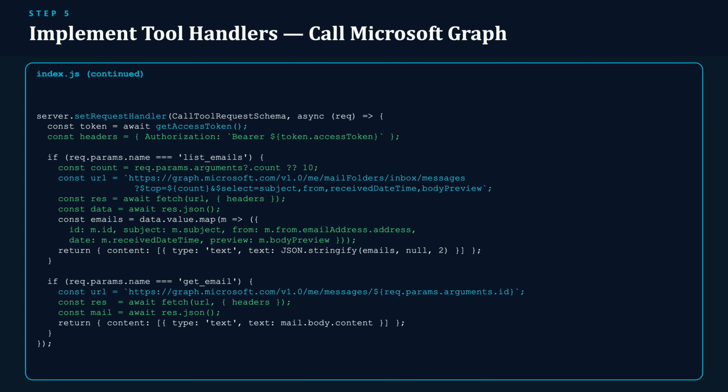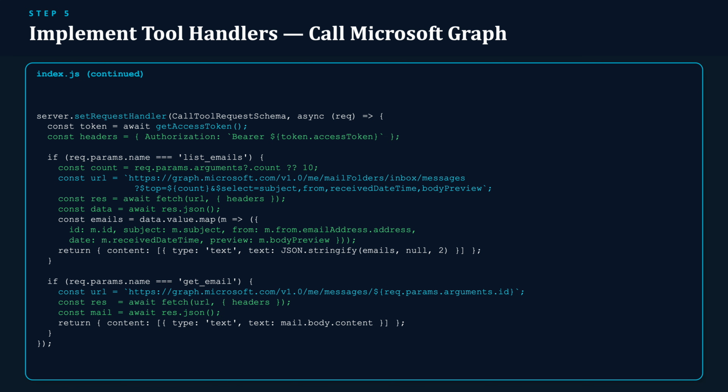For get_email, we hit the individual message endpoint using the ID passed in by Claude and return the full HTML body content. Notice we're not doing any summarization here ourselves. We're just returning raw data. Claude does all the reading, reasoning, and summarization. Our job is purely to be a clean data pipe.